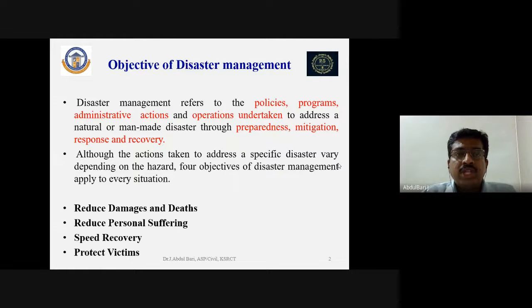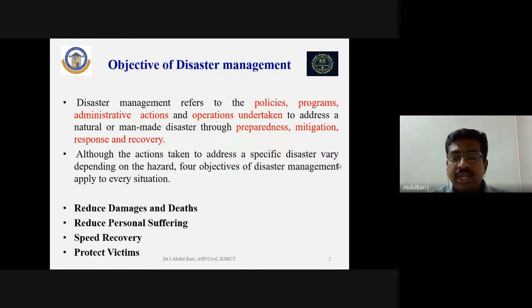Now we can see the objectives of disaster management. Disaster management refers to the policies, programs, administrative actions, and operations undertaken to address natural or man-made disasters through the preparedness, mitigation, response, as well as the recovery stage. So the main aim of disaster management is to have disaster plans in order to address natural as well as man-made disasters through the preparedness, mitigation, response, as well as the recovery phases. These four are the phases of disasters.